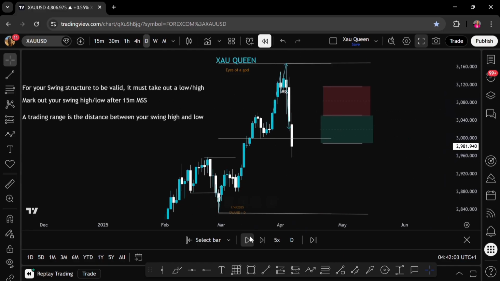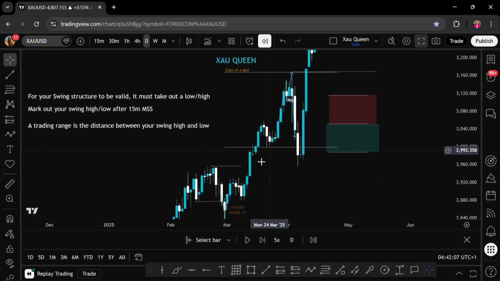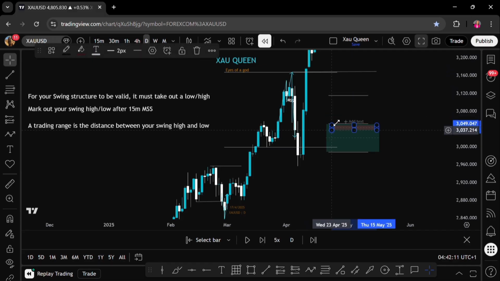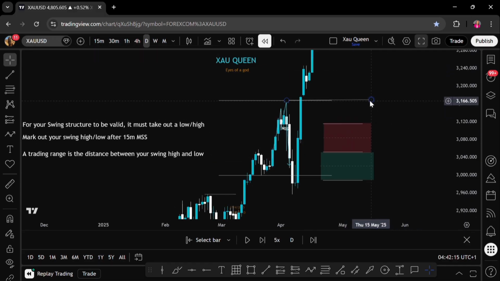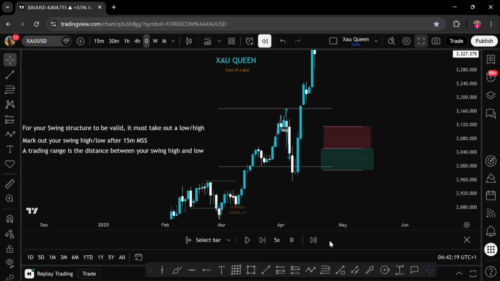Now let's play this price forward. Let's see what price does. Can you see that? Price pulled back into the discount level and then immediately what did it do? It went ahead to break another structure, giving us another swing high and swing low.